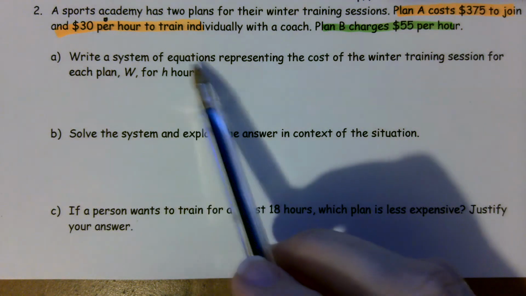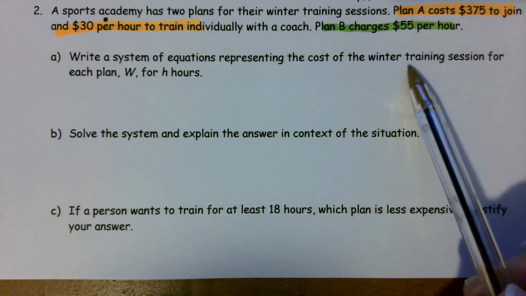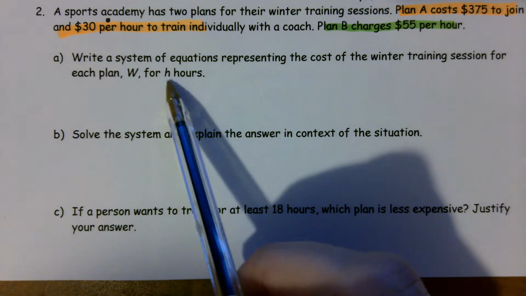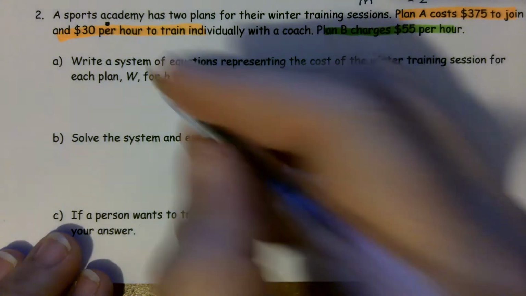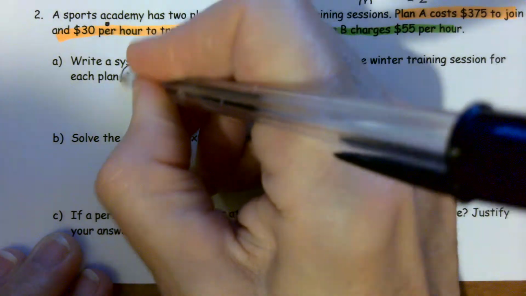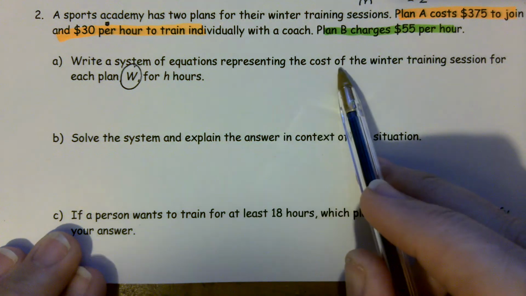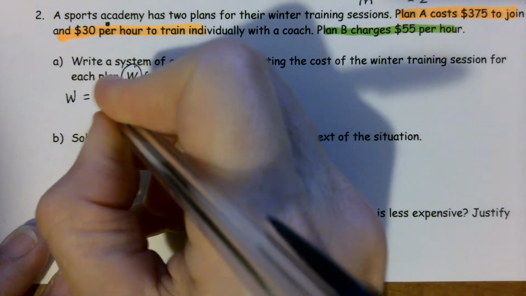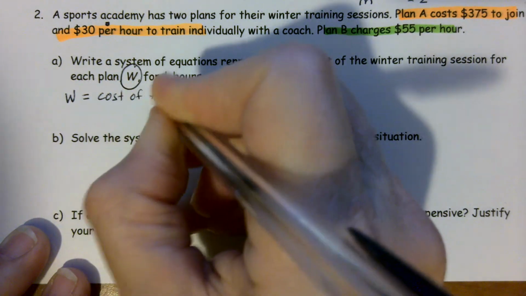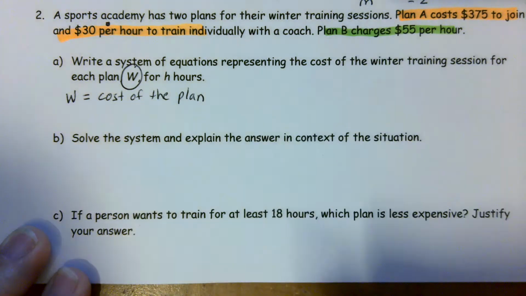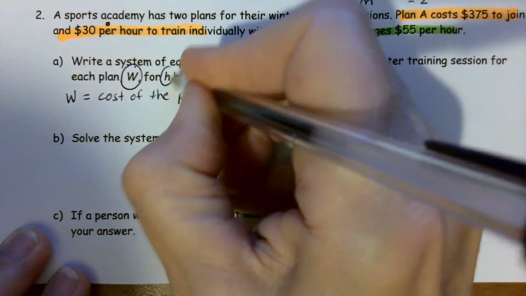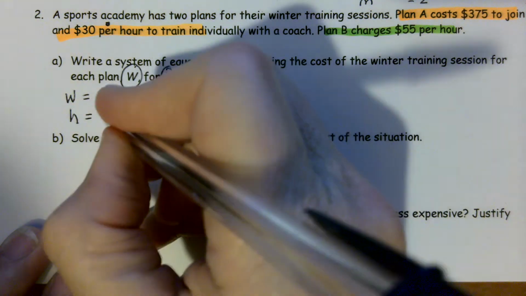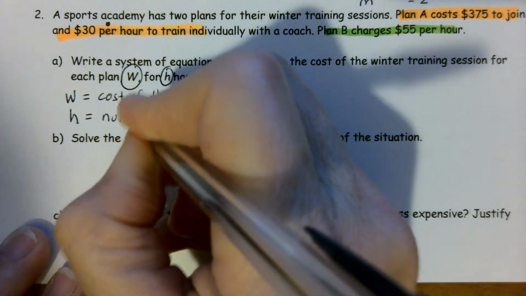So you're asked to write a system of equations representing the cost of the winter training session for each plan, W, for H hours. So I'm given W, and I'm being told that represents the cost. So up to the side here, I'm going to remind myself, W equals the cost of the plan. I'm also given another variable to use, H. I'll circle H, and I'll remind myself of what that equals. And H represents the number of hours.